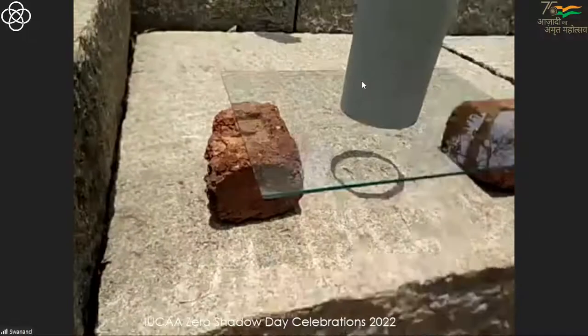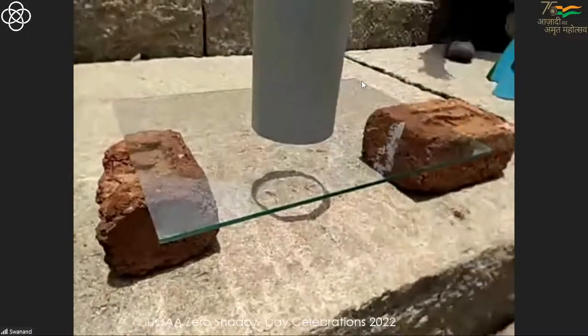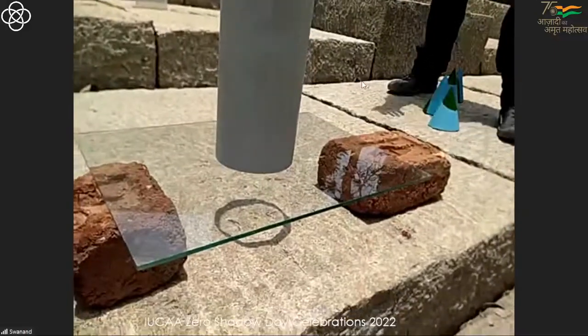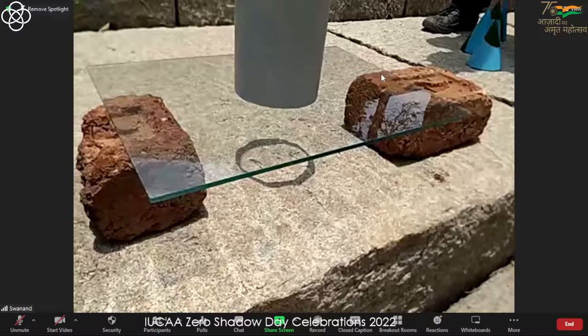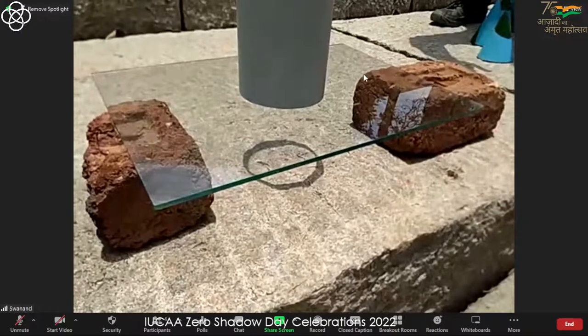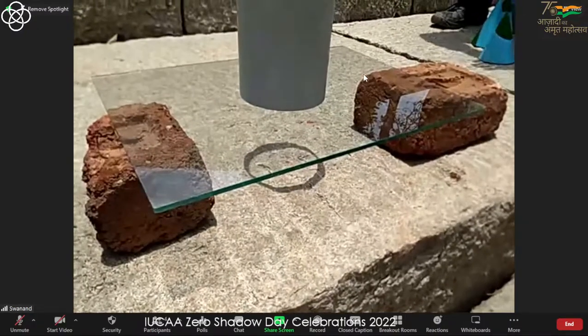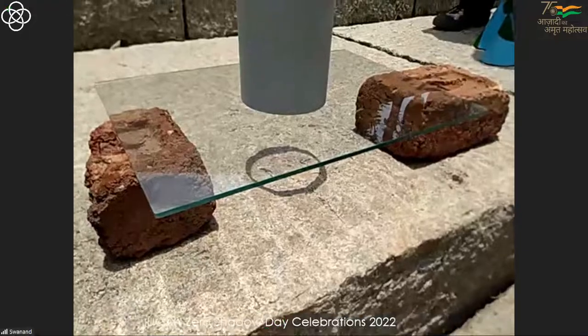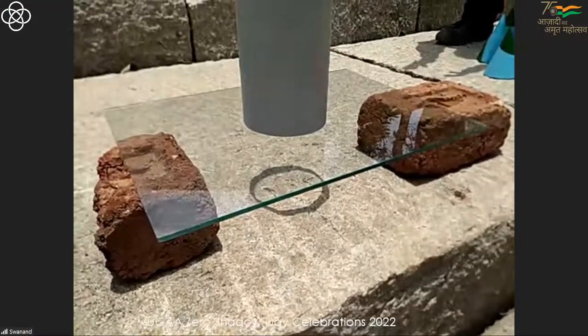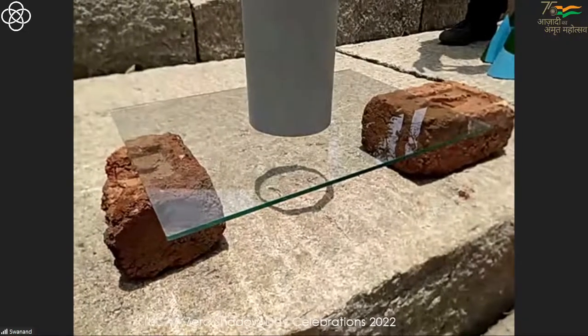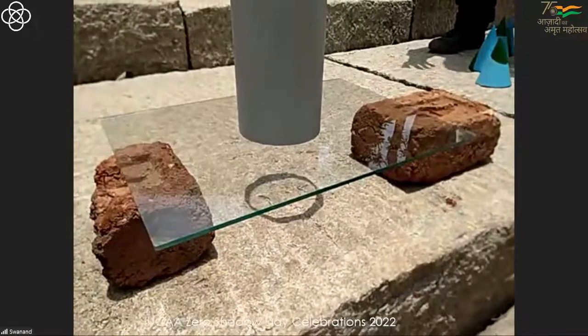So it is important for us to set up these cylinders exactly perpendicular to the earth. The base of the cylinder should be exactly parallel, but the cylinder itself should be exactly perpendicular to enable us to see the shadow exactly circular on the local.